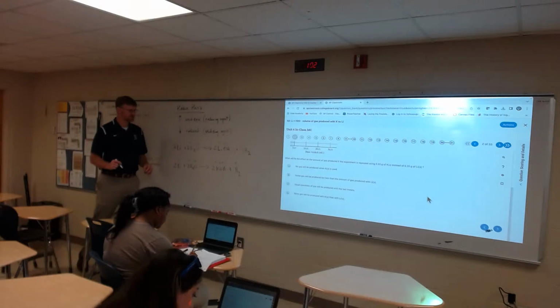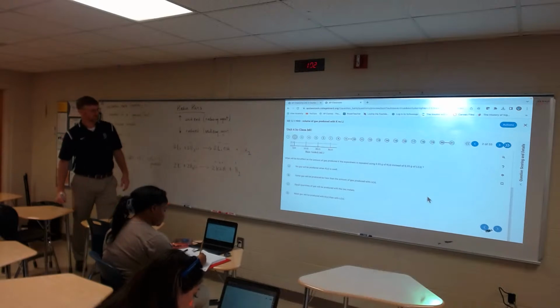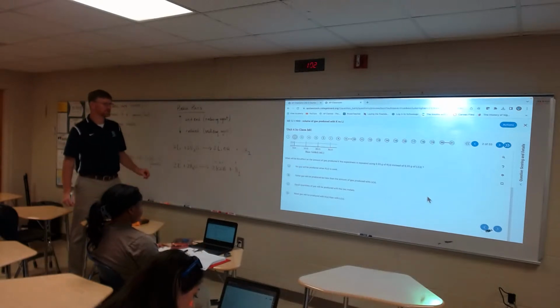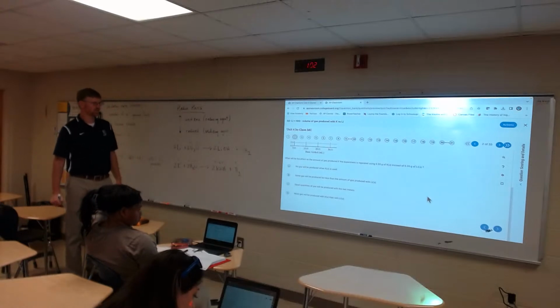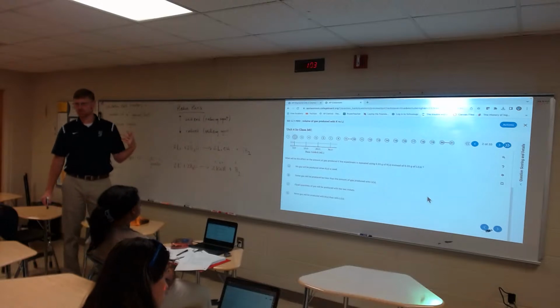It's just potassium instead of lithium. Okay. Now back to the question. What will be the effect on the amount of gas produced if the experiment is repeated using potassium instead of lithium? Same masses of each one.